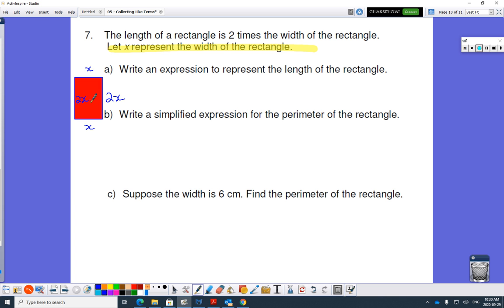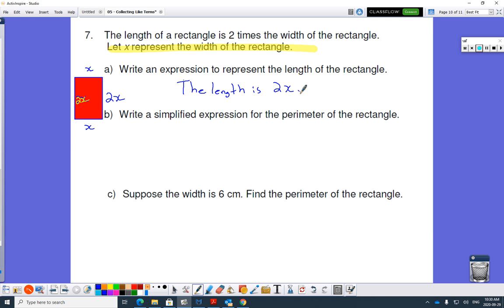All right. Here, let me switch it over to yellow for you. 2X. So there's 2 kinds of sides. There's X's and 2X's. So it says write an expression to represent the length of the rectangle. Oh, the length. I did that already. The length is 2X because it's 2 times the X. 2 times what the width is.